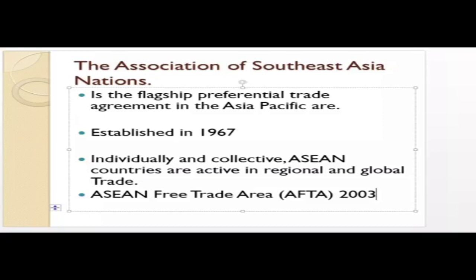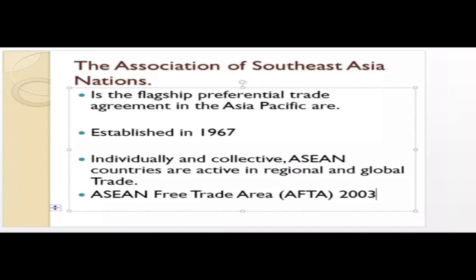The Association of Southeast Asian Nations, or ASEAN, is the flagship regional trade agreement in the Asia Pacific area. ASEAN was established in 1967 as an organization for economic, political, social, and cultural cooperation among its members. The United States, which at the time was embroiled in the Vietnam War, played a role in establishing ASEAN with the signing of the Bangkok Declaration. Brunei, Indonesia, Malaysia, the Philippines, Singapore, and Thailand were the six original members.